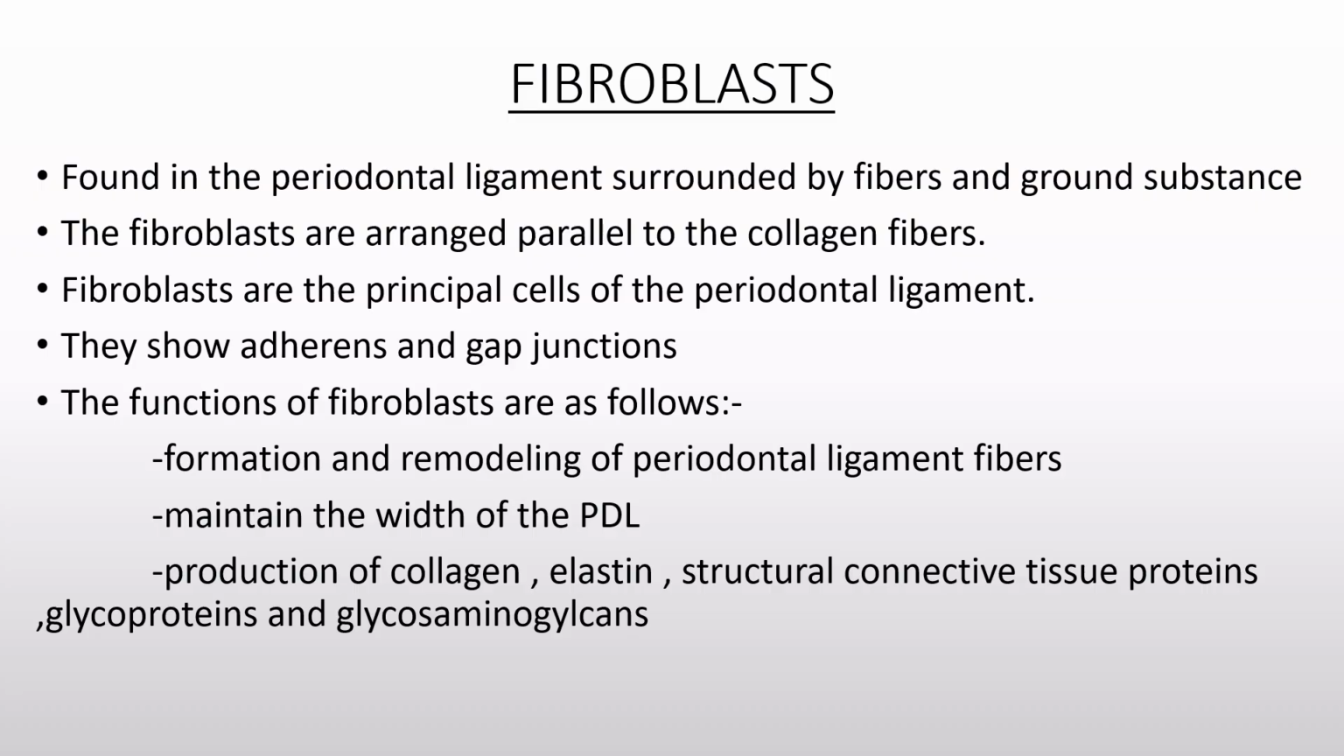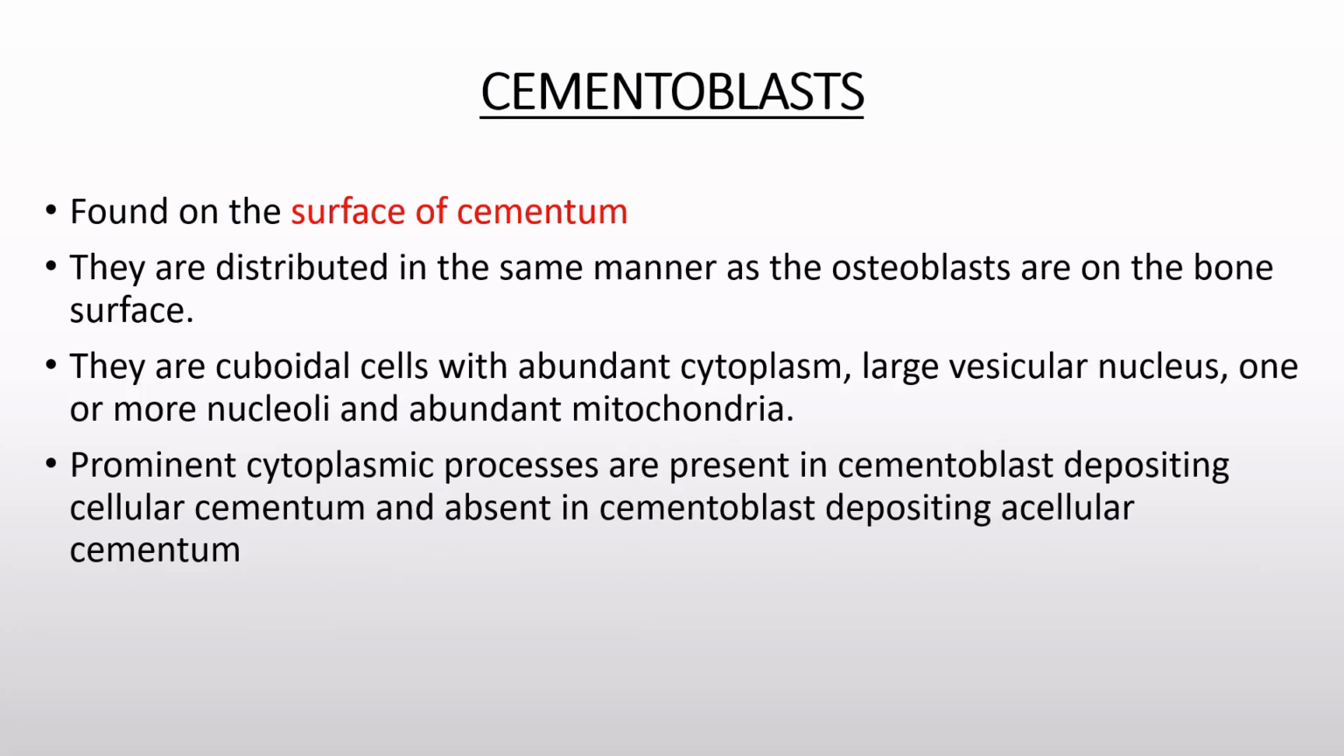These are the principal cells of the periodontal ligament and show adherens and gap junctions between the cells. The functions include the formation and remodeling of the periodontal ligament fibers, maintaining the width of the periodontal ligament, and the production of collagen, elastin, and structural connective tissue proteins, including glycoproteins and glycosaminoglycans.